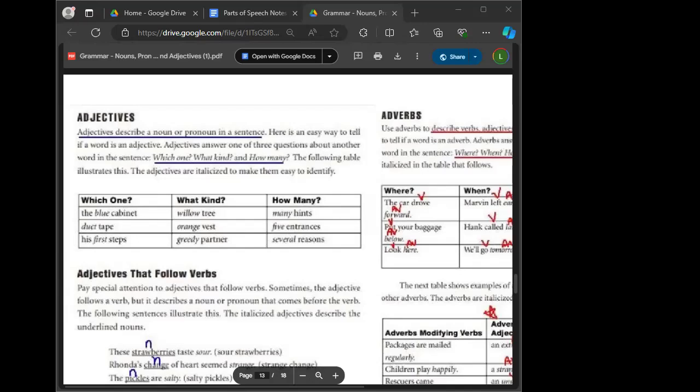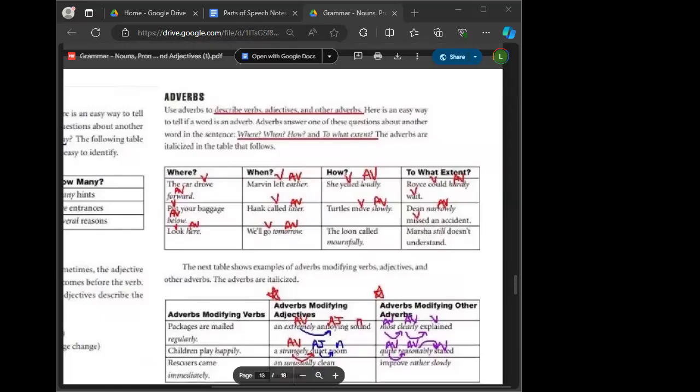And then adverbs, they describe verbs, adjectives, or other adverbs. Okay. It's very important to know that adverbs do not always end in ly. A lot of people are used to thinking that adverbs always have to end in an ly, and they don't. Okay, so the best way to identify the adverb is what kinds of questions it answers and also which words it's describing.